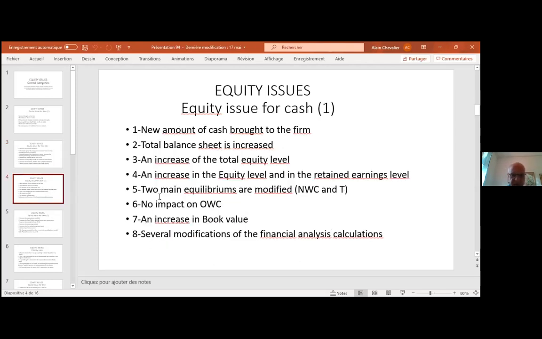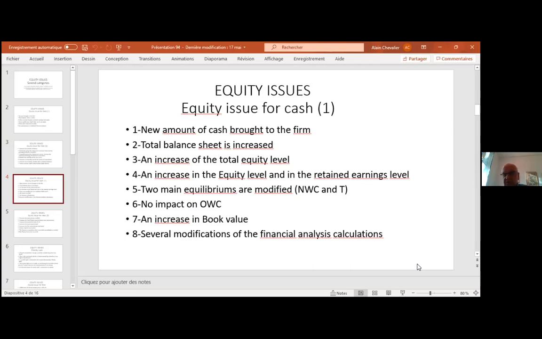So I've got number 4 here. When there is an equity issue for cash, what happens? We are in a very different situation. And you can even argue that this is the only true equity issue. There is a counterpart.